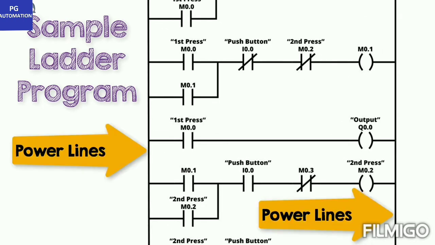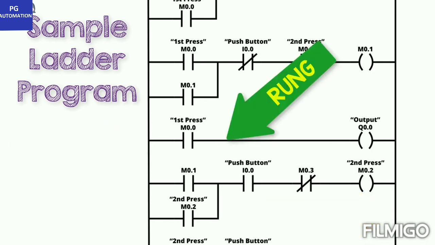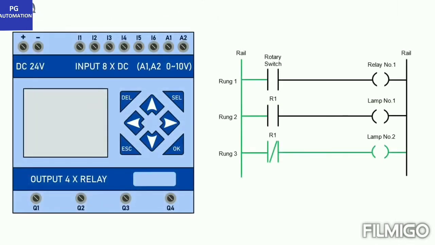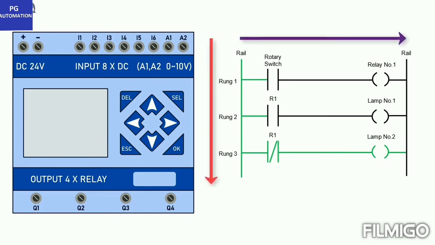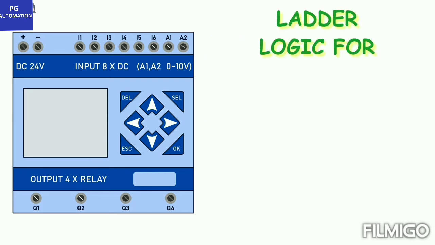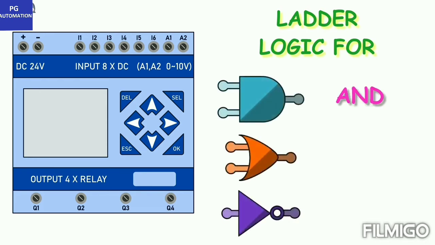The left and the right lines correspond to power lines. The horizontal lines where the component blocks are placed are called as rungs. Once a ladder logic is written, the PLC processes the code from left to right and top to bottom. Let us try to build a ladder logic for basic gates, that is AND, OR and NOT.